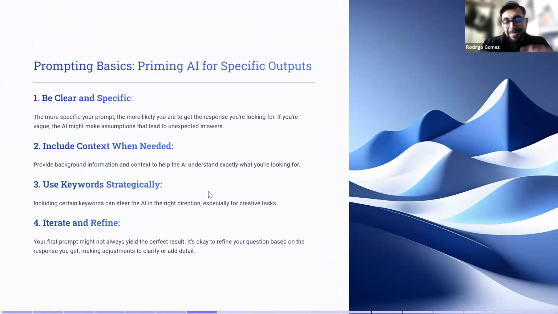Now, as far as how you improve your prompting, it turns out that having a good understanding again of basic sentence structure and syntax makes you a good prompter. You want to be clear and specific. You want to include context when needed. You want to use keywords strategically. You want to iterate and refine. I mean, revision, revision, revision. This is drafting and revising, drafting and revising.